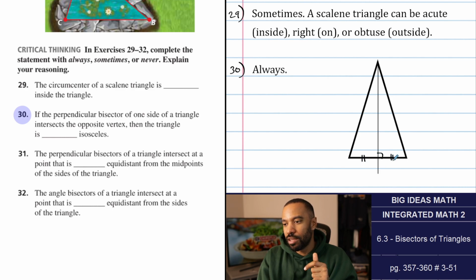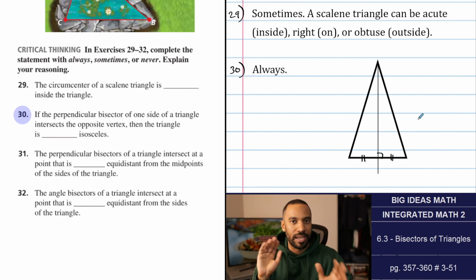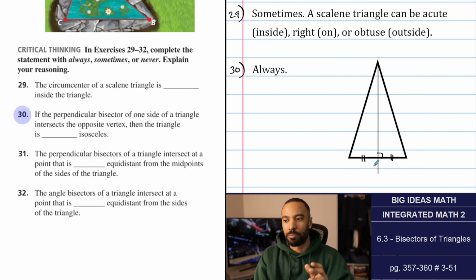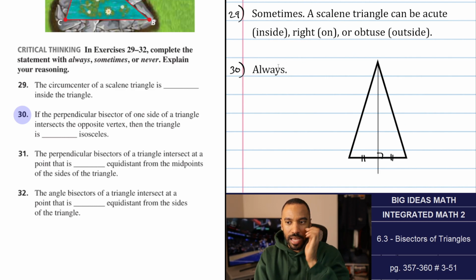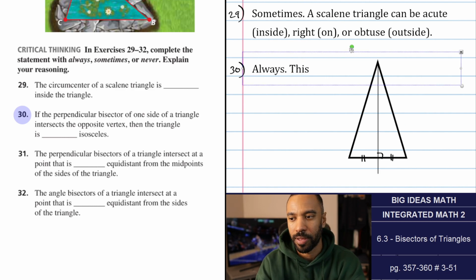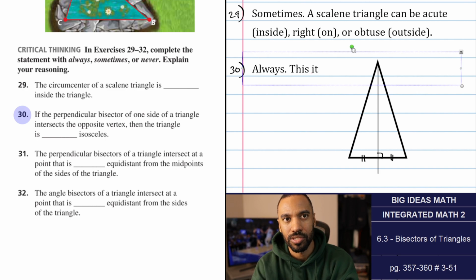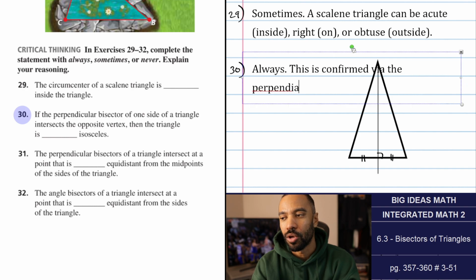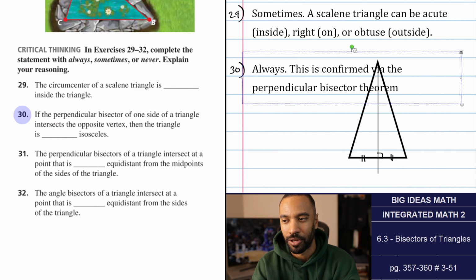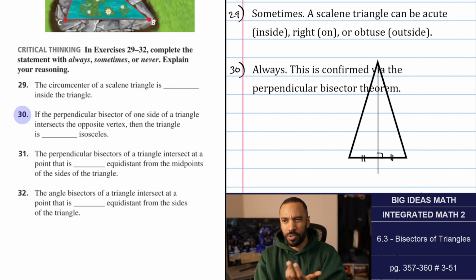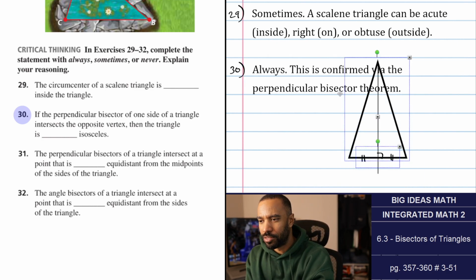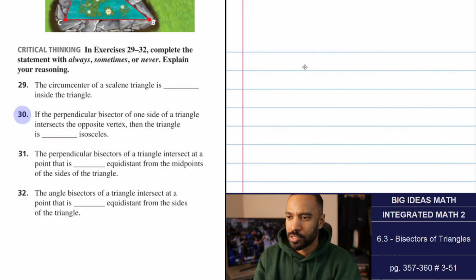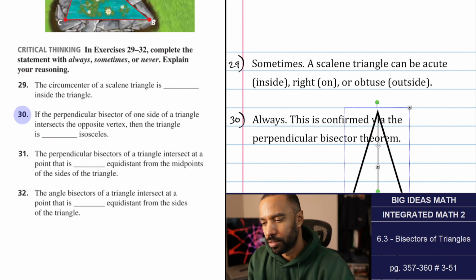I mean, this kind of explains the perpendicular bisector theorem. The whole idea of the perpendicular bisector creates two equidistant points, that kind of thing. So that's how I'm going to explain it. This is confirmed via the perpendicular bisector theorem. The only thing I was not sure about is, can we call an equilateral triangle isosceles? Of course you can. Sorry for thinking otherwise. There we go.